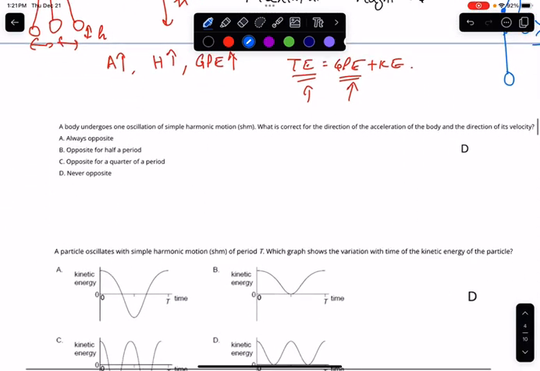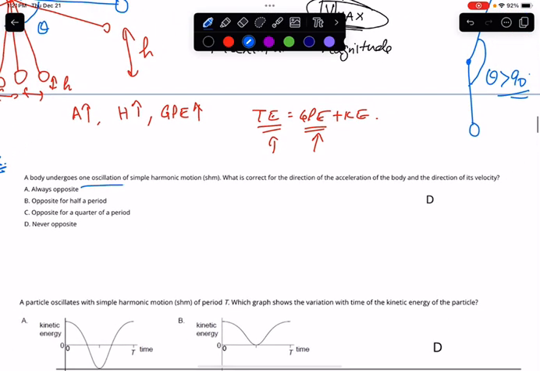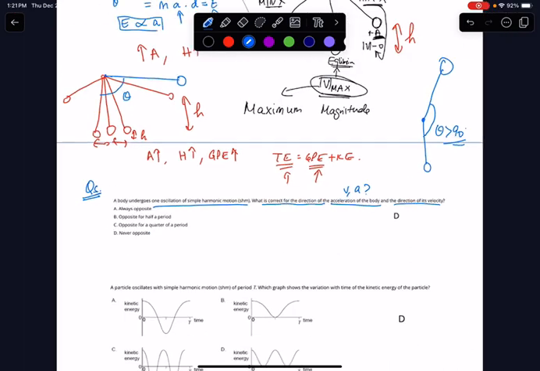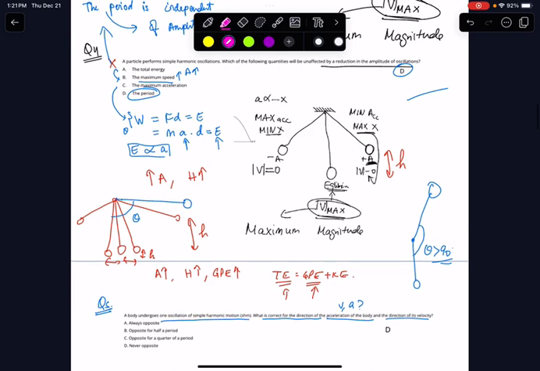Now let's look at question 5 over here. A body undergoes one oscillation of simple harmonic motion. What is correct for the direction of acceleration of the body and the direction of its velocity? They're asking us how the velocity and acceleration of this body change. So once again we look at our good friend, the simple pendulum.